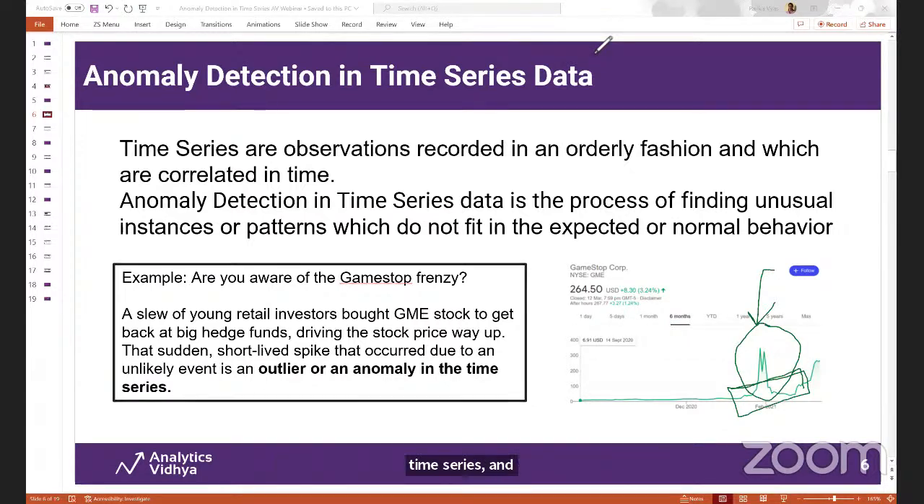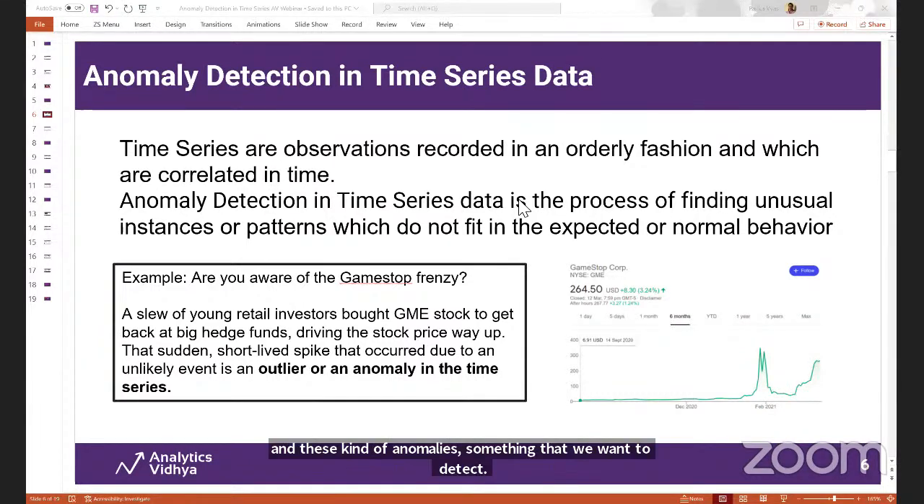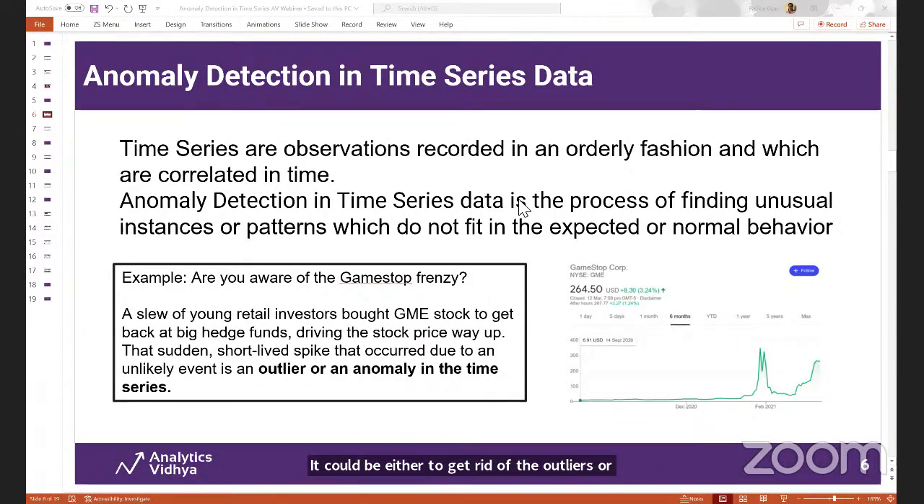and these kinds of anomalies are something that we want to detect. It could be either to get rid of the outliers or the unexpected or abnormal behaviors when you're doing some kind of modeling on top of the data, or it could be wanted anomalies, which are nothing but anomalies that you want to know more about. Why did this anomaly occur, right?